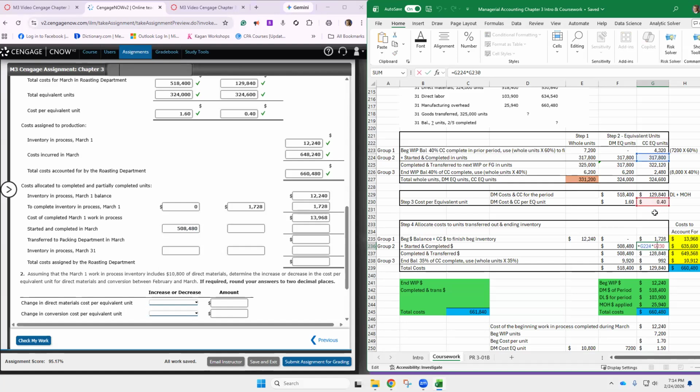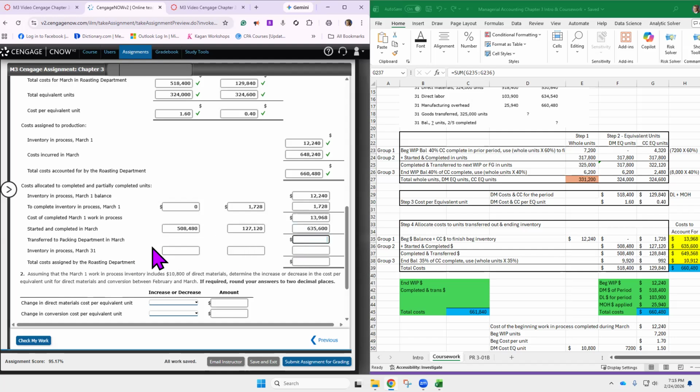317,800 units at $40.40 apiece. Okay, let me finish this out. That is 127,120. And then we're going to add across for 600, 35,600. That is started and completed.